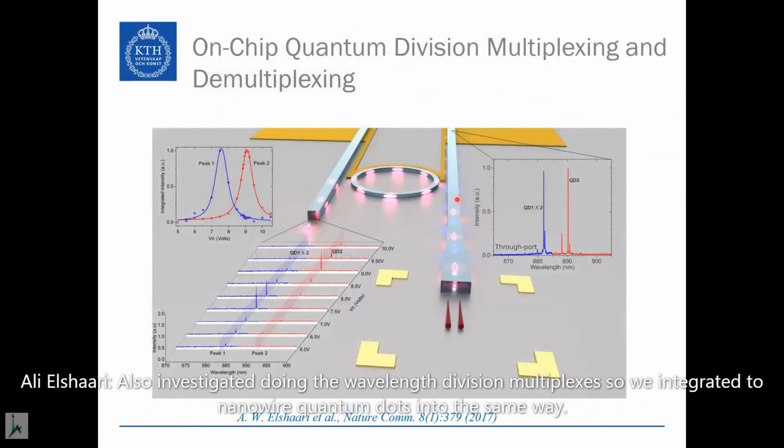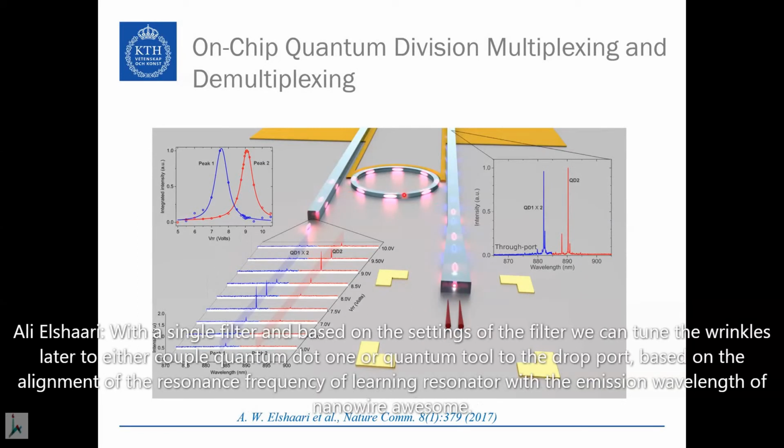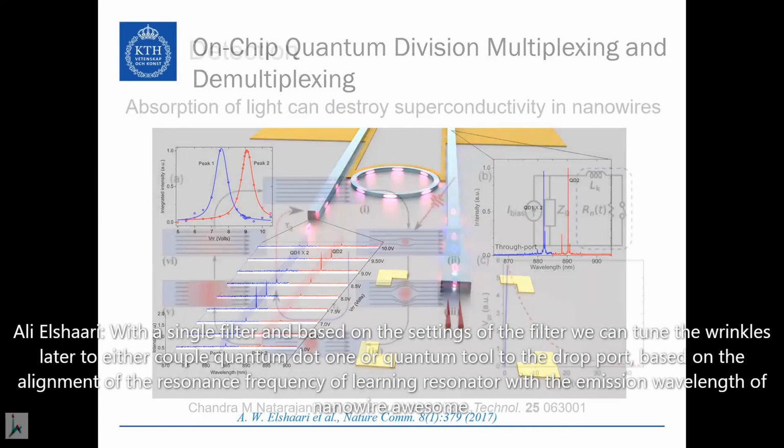Also, we investigated doing the wavelength division multiplexing. So we integrated 2 nanowire quantum dots into the same waveguide with a single filter. And based on the settings of the filter, we can tune the ring resonator to either couple quantum dot 1 or quantum dot 2 to the drop port, based on the alignment of the resonance frequency of the ring resonator with the emission wavelength of the nanowire quantum dot.